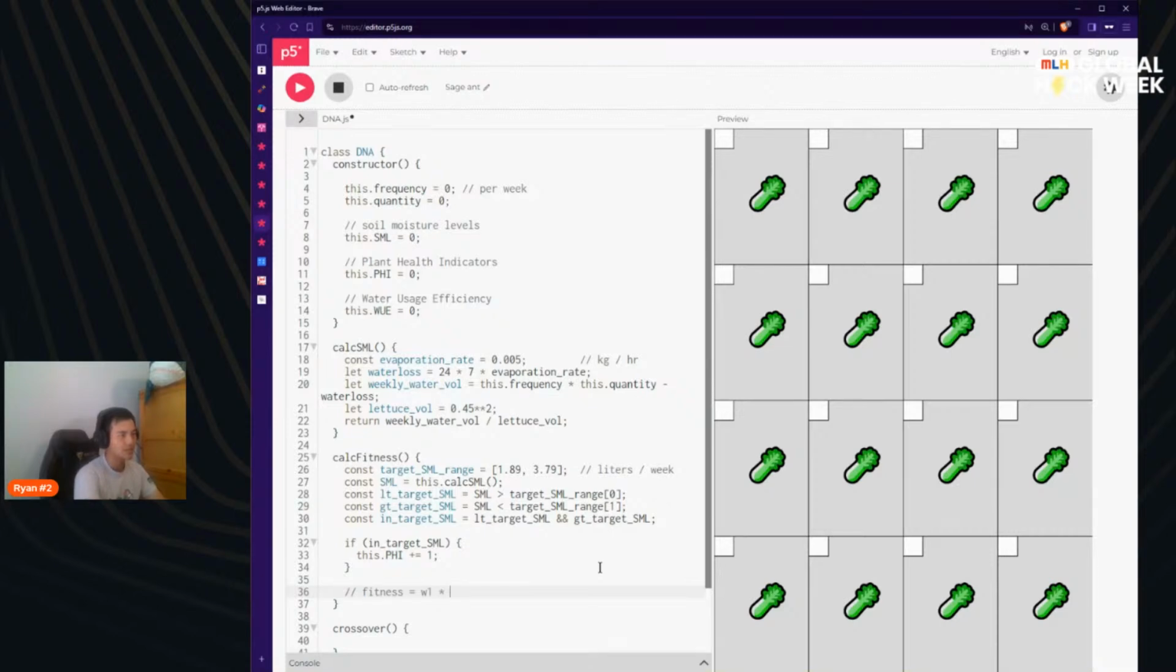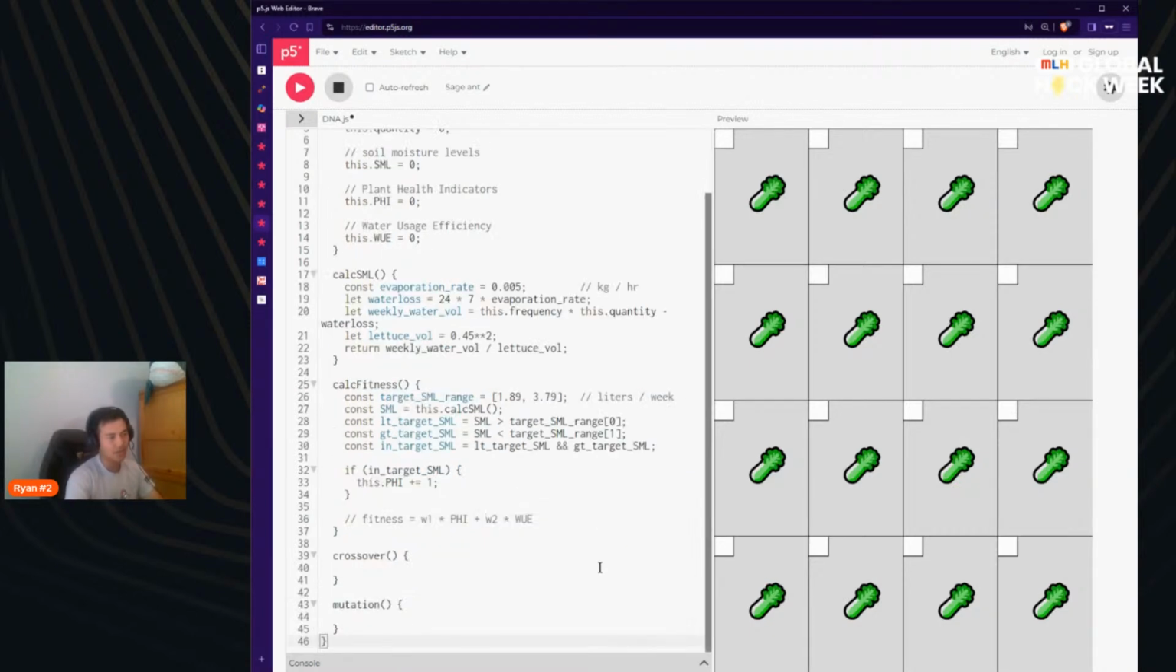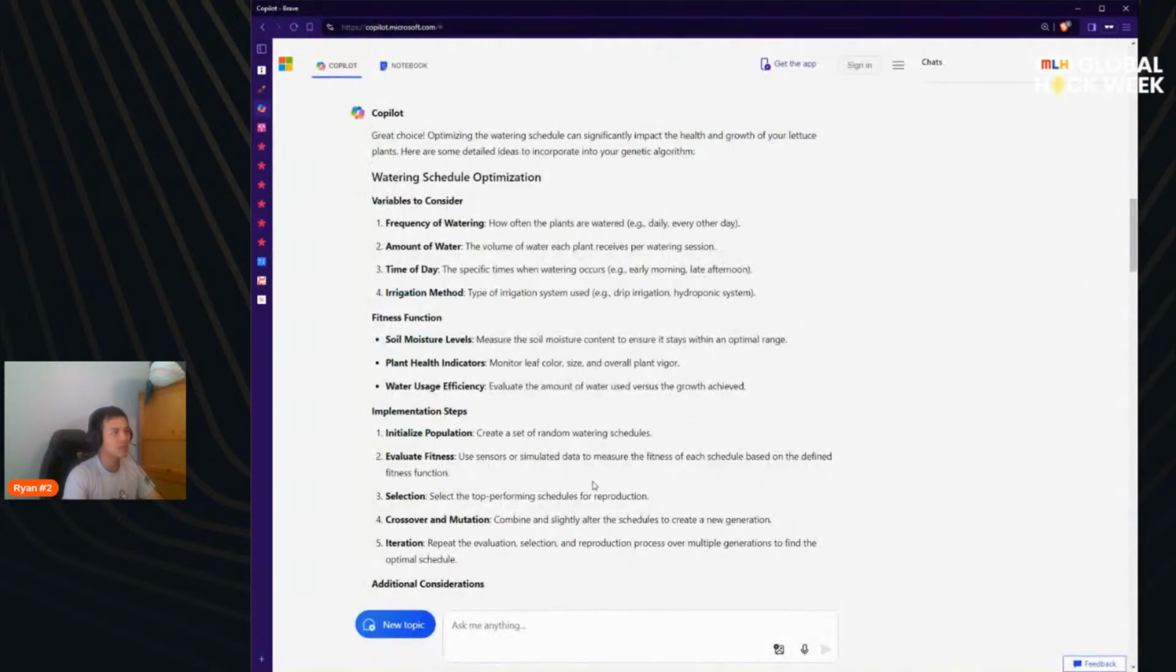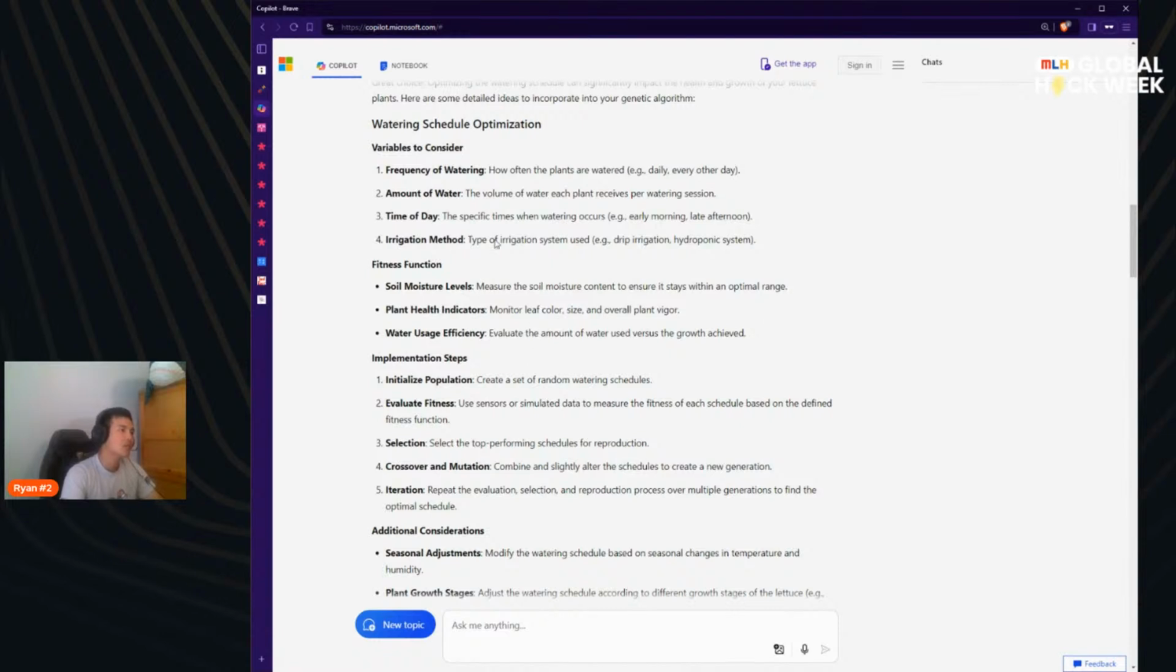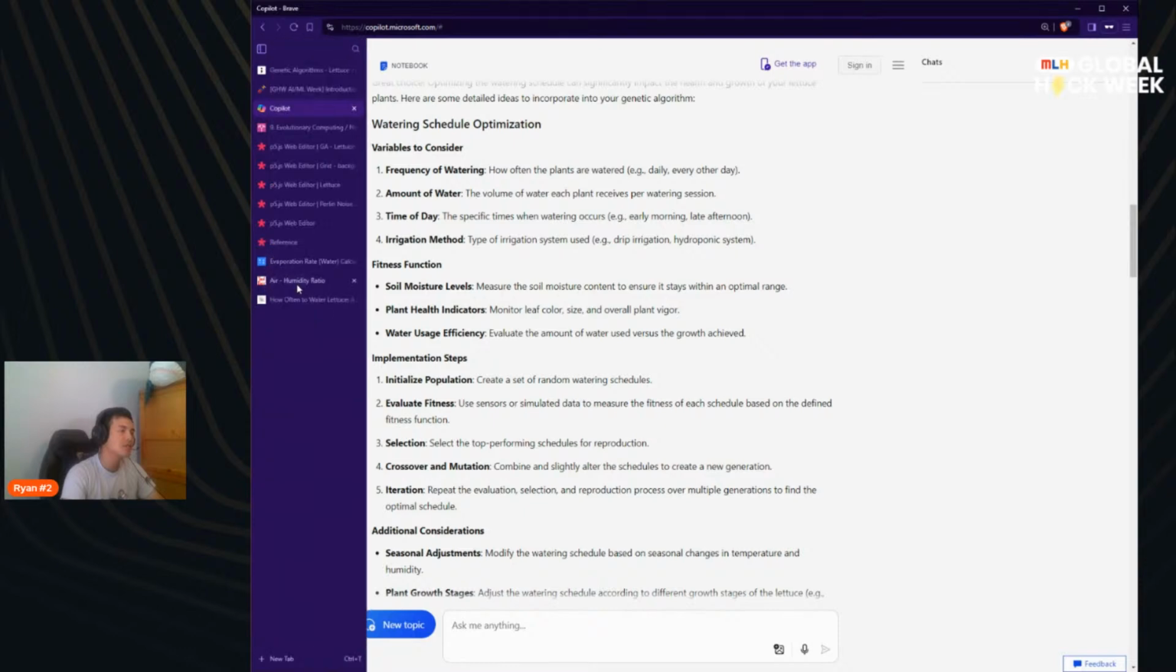So this is the weighting times phi plus weighting 2 times the water usage efficiency. And so if we have a higher efficiency, which means the ratio of, well, I guess, what is the ratio for this? What did chat say about this? Water usage efficiency versus the growth achieved. Okay, so amount of water versus growth.